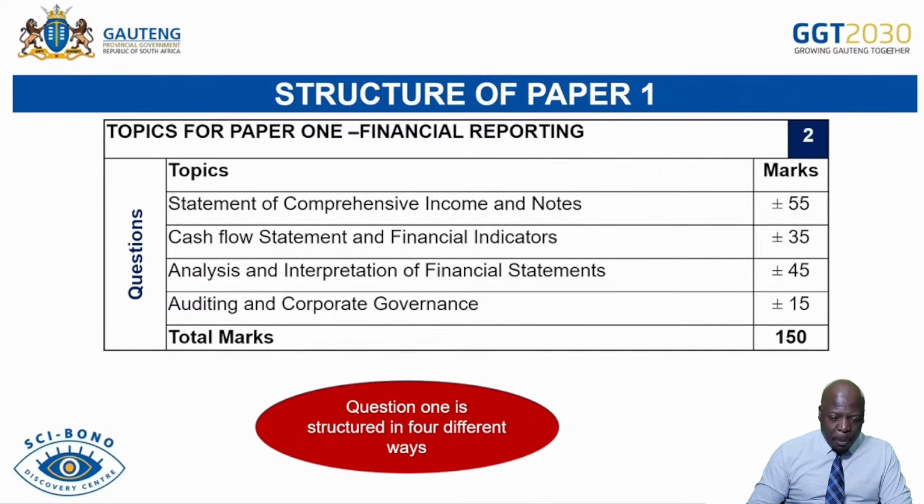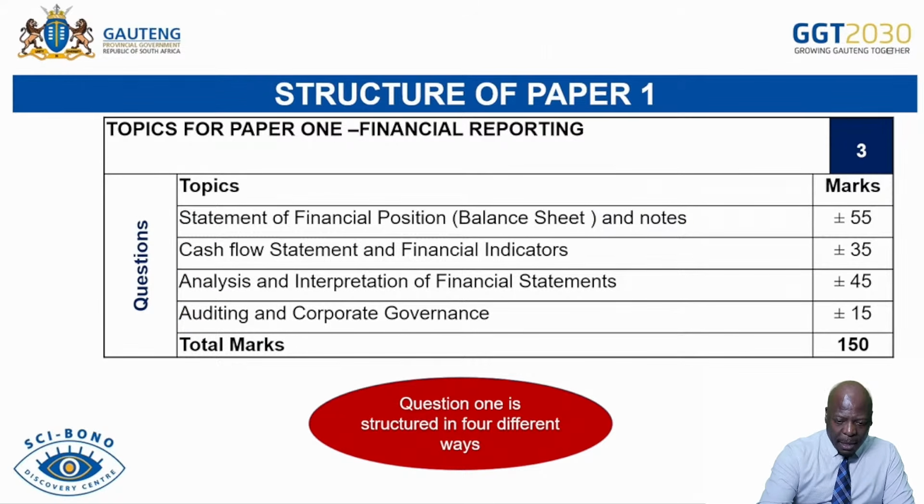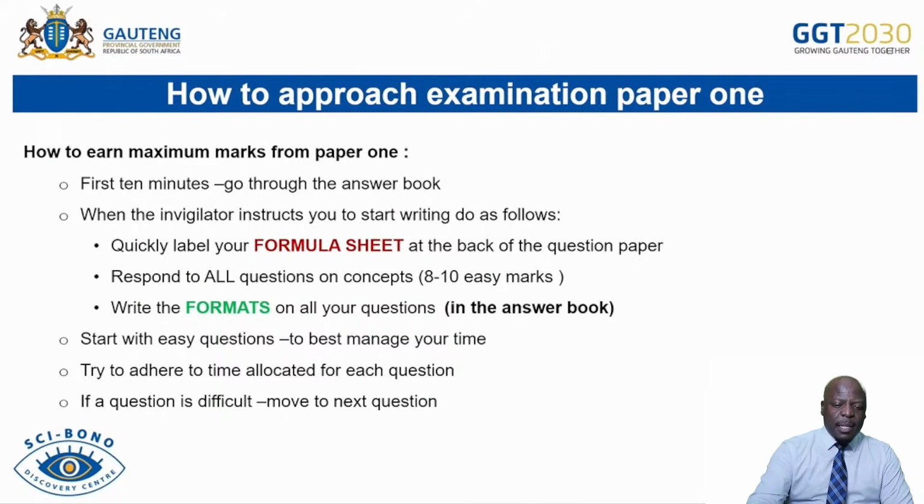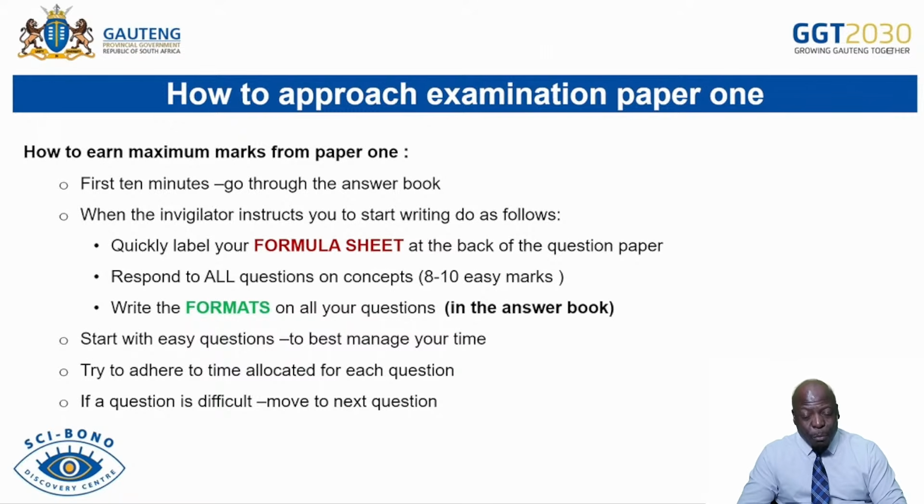As we are preparing for Paper 1, you see again that these 3 remain the same, and the statement of comprehensive income is now standing alone together with notes. So that becomes option number 3. The final option is where you have the statement of financial position here with notes, but these have remained constant as we had said earlier on. This is how you can approach your Paper 1.